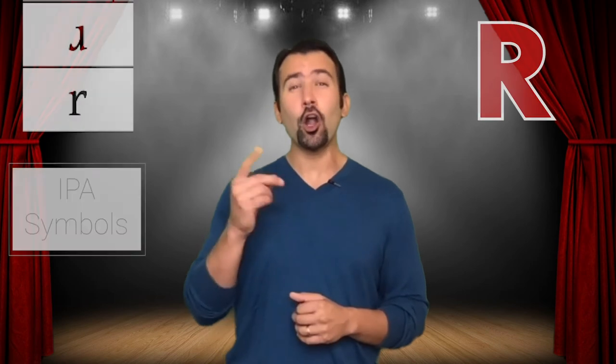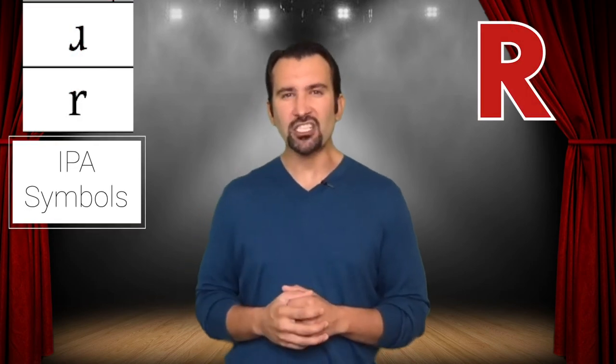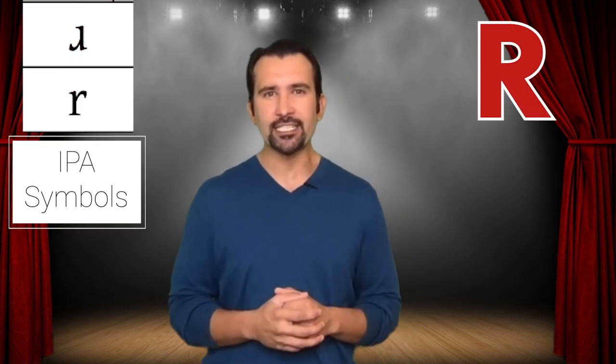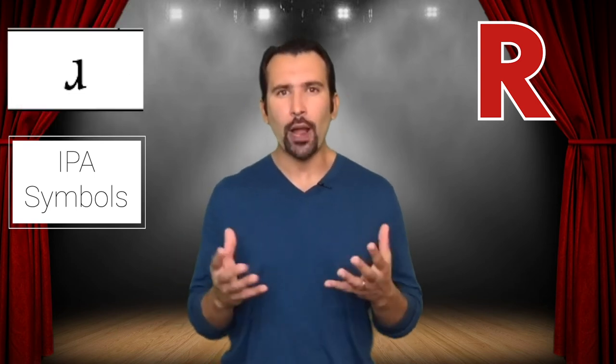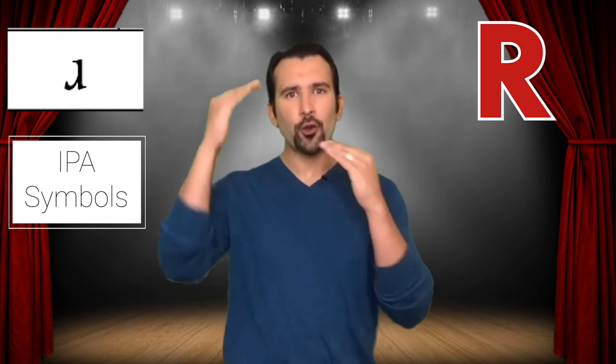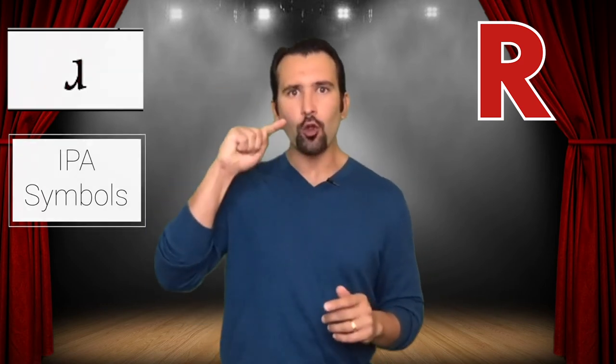Now, R has two sounds, R and R. We're gonna explore both of those, but first we're gonna do R, like a growl. R. Now your mouth is gonna close, but your tongue rolls up, like your tongue is gonna roll up in your mouth, and it's going to make that sound.